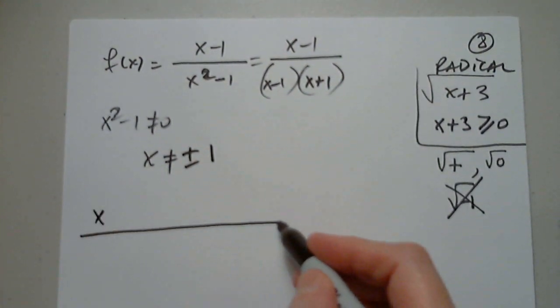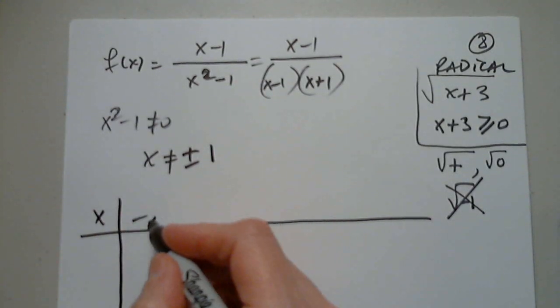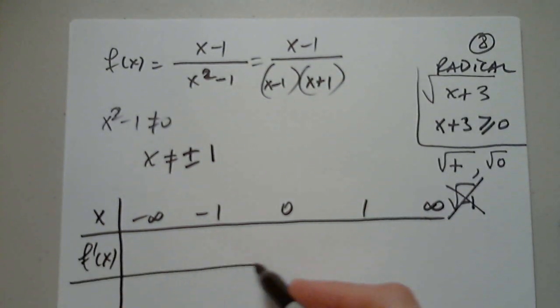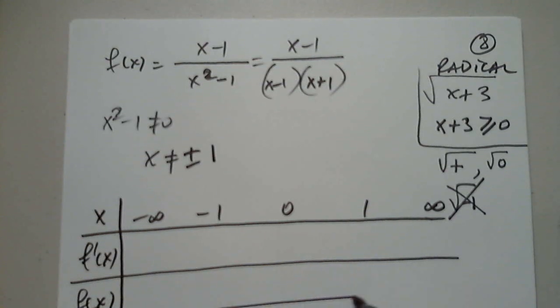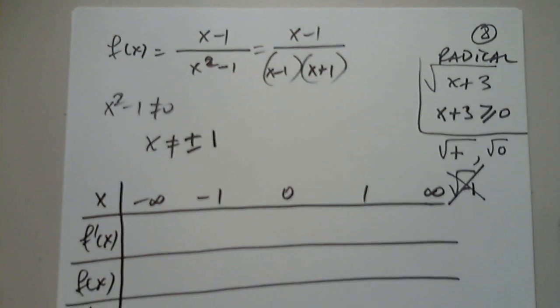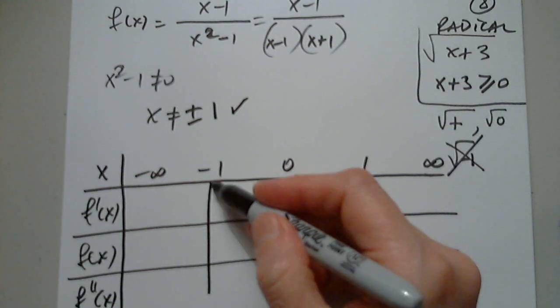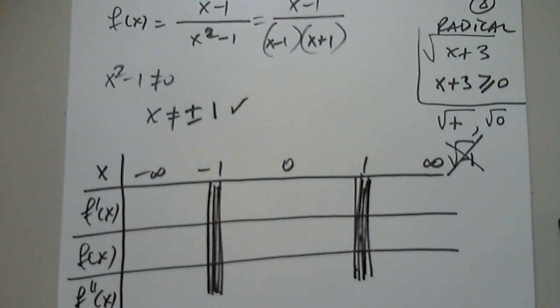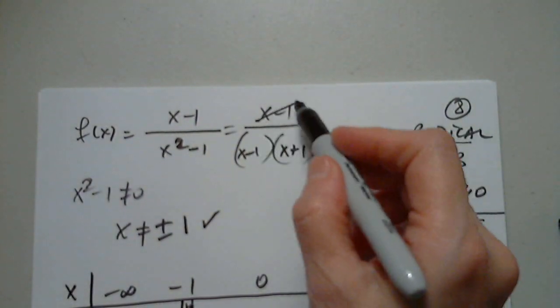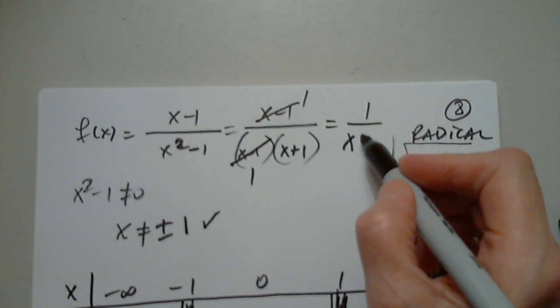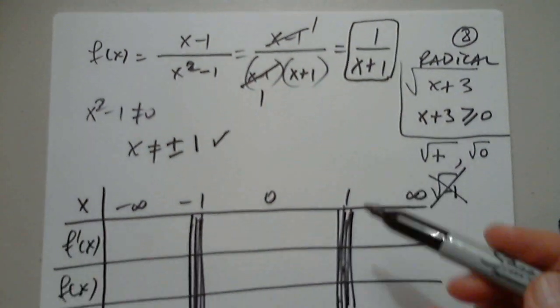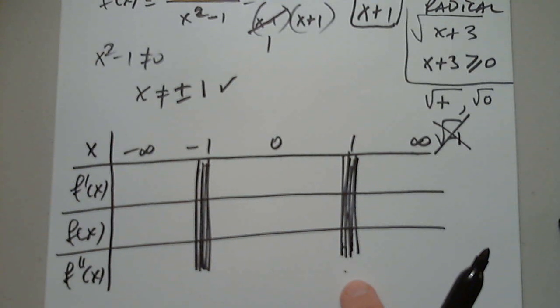I will start my table. Negative infinity, negative 1, 0, 1, infinity, and f prime, f of x, and f double prime. Because of this, I have to write nothing here and nothing here. But look what happens. I simplify a factor of x minus 1, and the simplified form is this. So what will x equals 1 be? What should I write here? What does it mean? What does the function have at x equals 1?